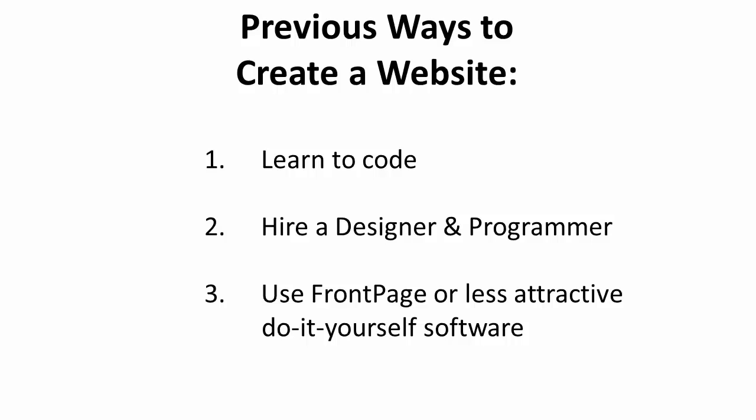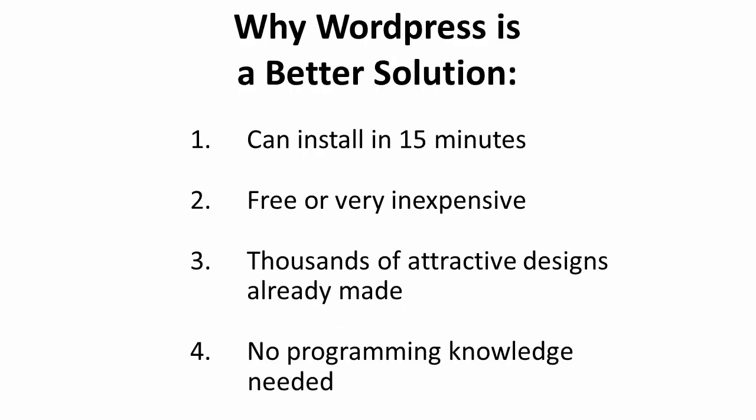The third option in the past too was using FrontPage, which is a very old program for making websites, or some kind of do-it-yourself software, which, I'll be honest, they often look cheap and less attractive than something that is more professionally done. A WordPress website, on the other hand, is such a better solution because you can install it in 15 minutes. Once you have your domain name and your hosting account, the two of those are linked, then you can just log into your hosting account and install WordPress very simply and easily. And it's free or very inexpensive to have a WordPress website.